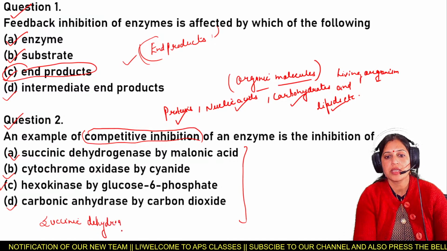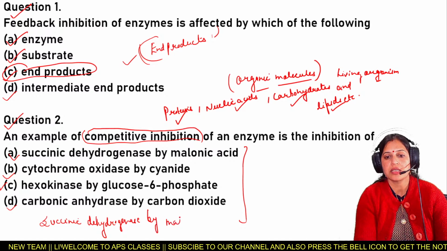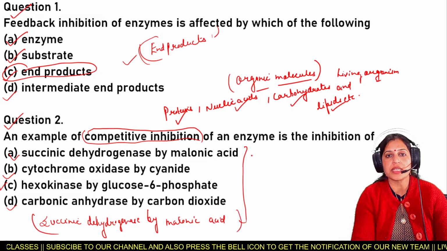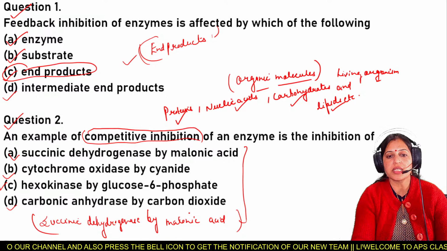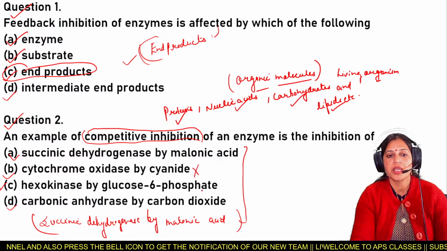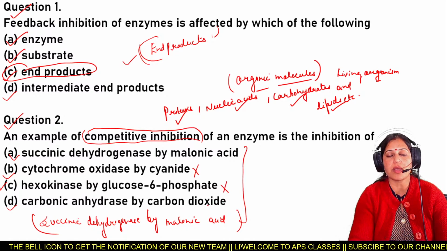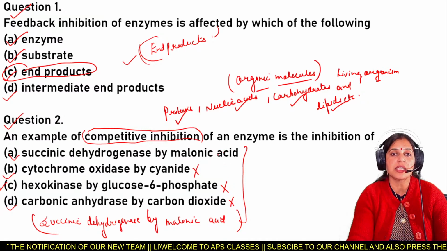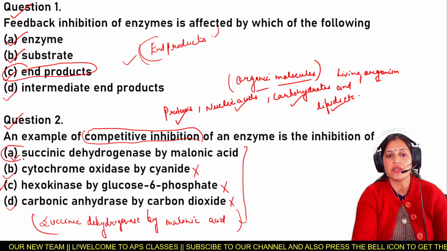by malonic acid. That means an example of competitive inhibition of an enzyme is the inhibition of succinic dehydrogenase by malonic acid, not cytochrome oxidase by cyanide, not hexokinase by glucose 6 phosphate, and not carbonic anhydrase by carbon dioxide. So this is the right answer.